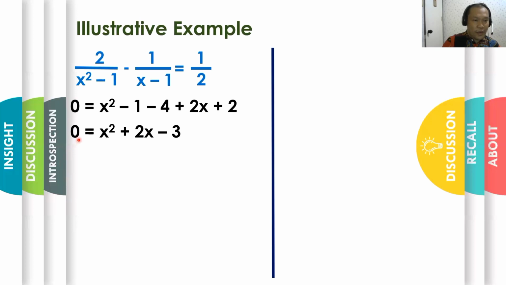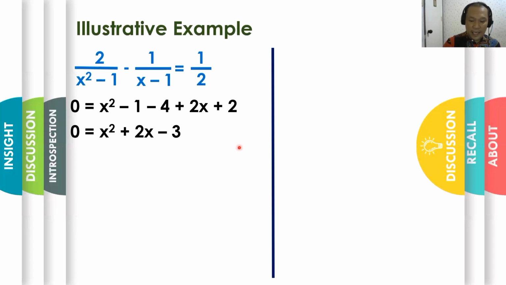Then we have x squared, bring down x squared. Next, bring down 2x. Then simplify negative 1, minus 4, then plus 2. Therefore, when you add, this will become negative 1, negative 4, positive 2. Therefore, you do have negative 3. Thus, you have 0 is equal to x squared plus 2x minus 3.